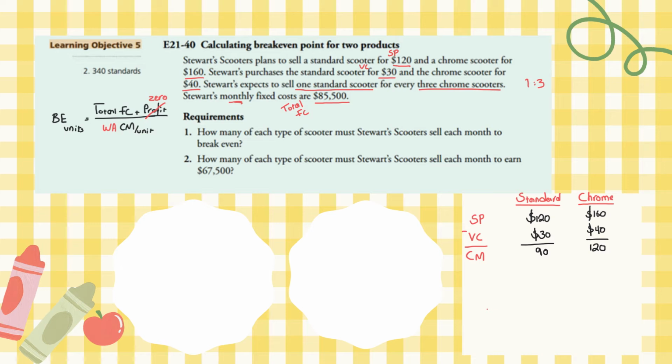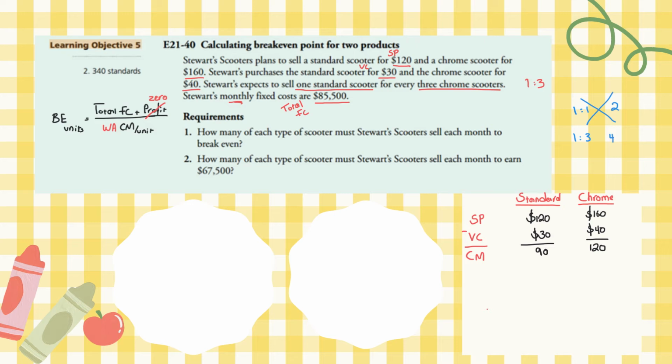Now we said we're going to use the weighted average contribution margin. For the weighted average, I find the total then divide by the number of units. If you add the 90 to the 120 you get 210. If you divide it by 2 because you have two products, your answer will not be correct. Why? Because the ratio is not 1 to 1. If it's 1 to 1 you can divide by 2 to get the weighted average. But the ratio here is 1 to 3. So I'm going to divide by what?